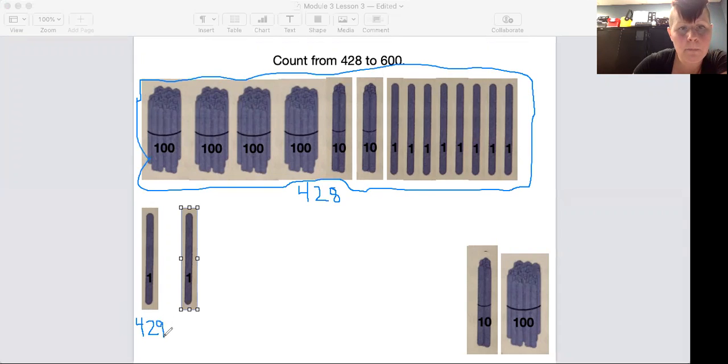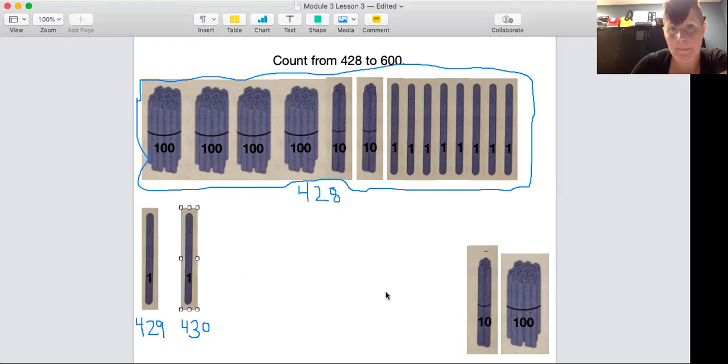Okay. And then we counted to 429 and then 430. And if you notice here in the ones place, I have zeroed this out. That's exactly what I wanted to do. And now I can actually jump up and I can actually start using the tens, the bundles of tens to count.